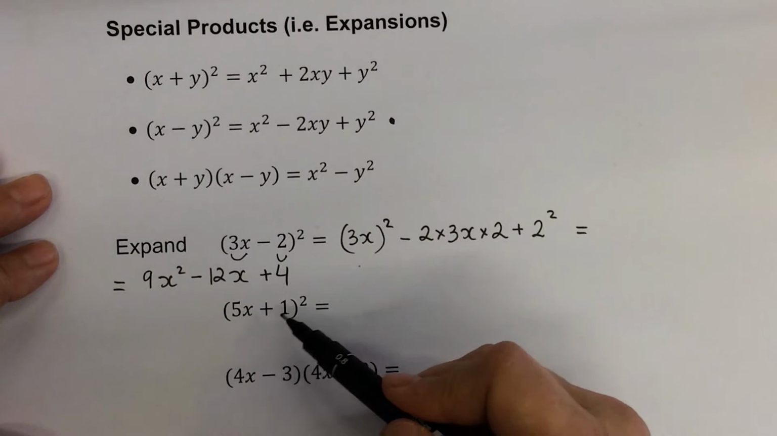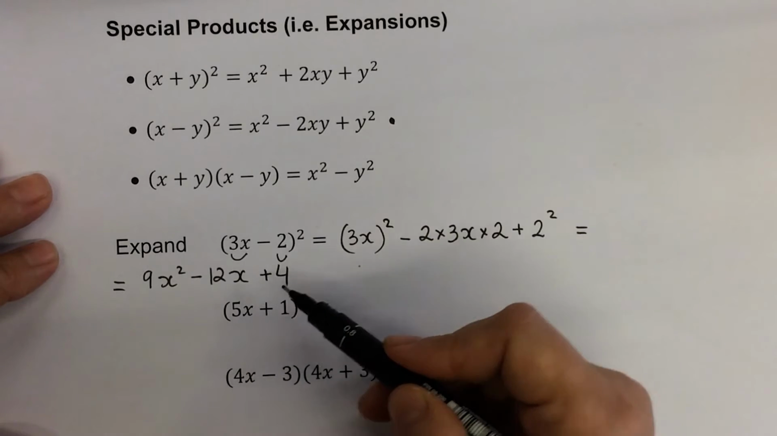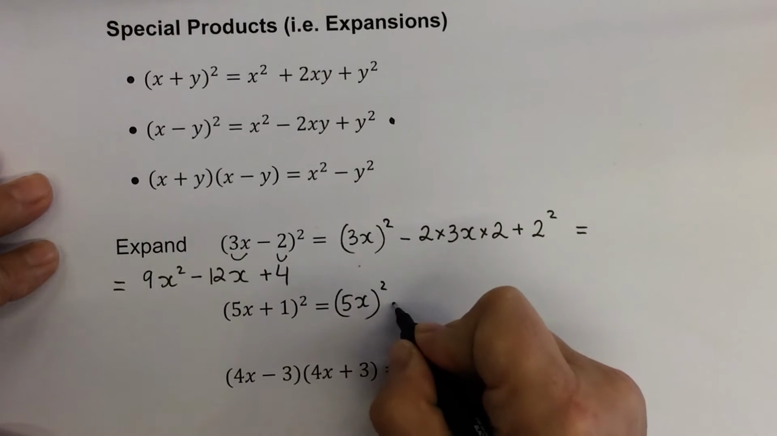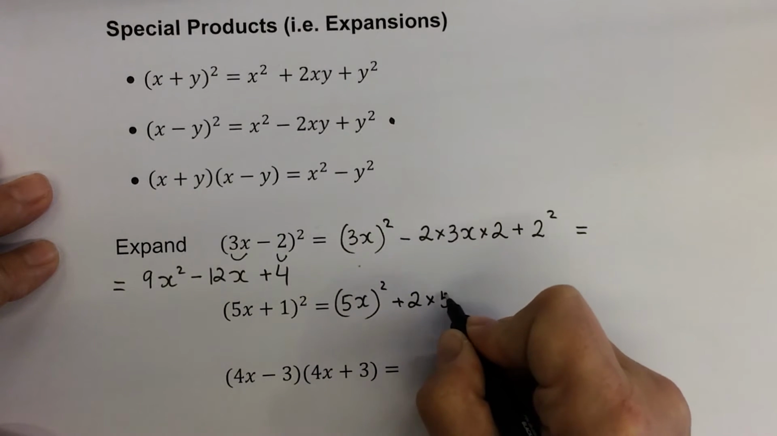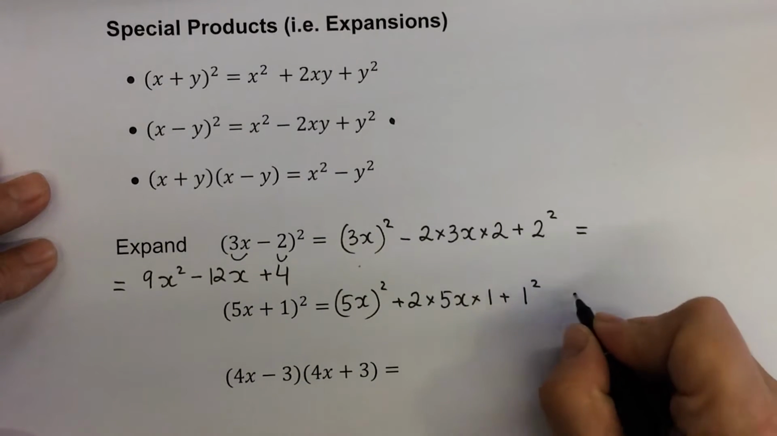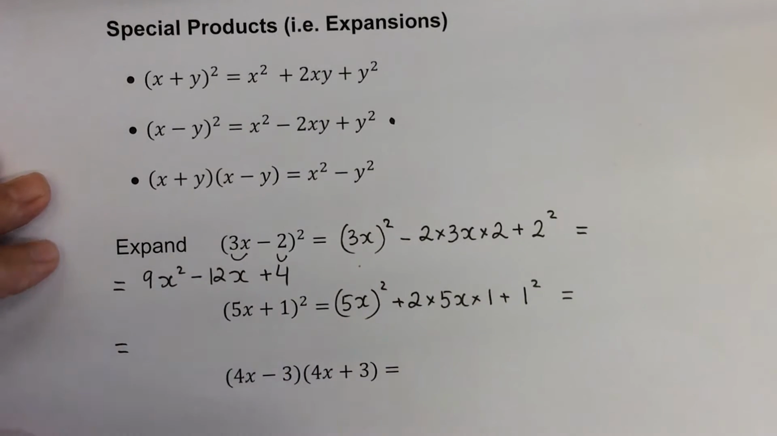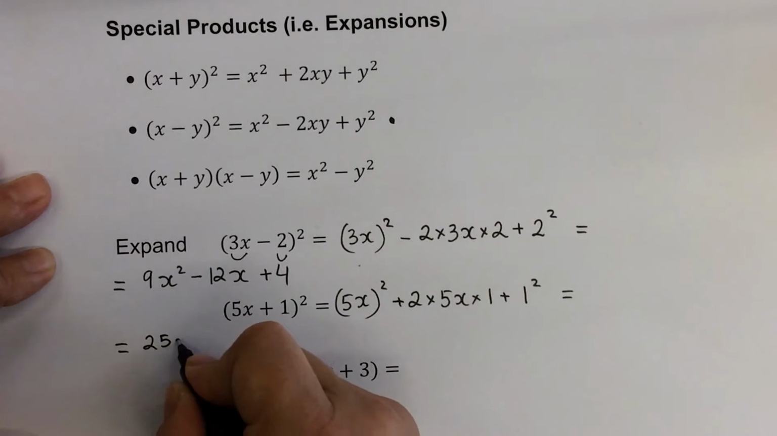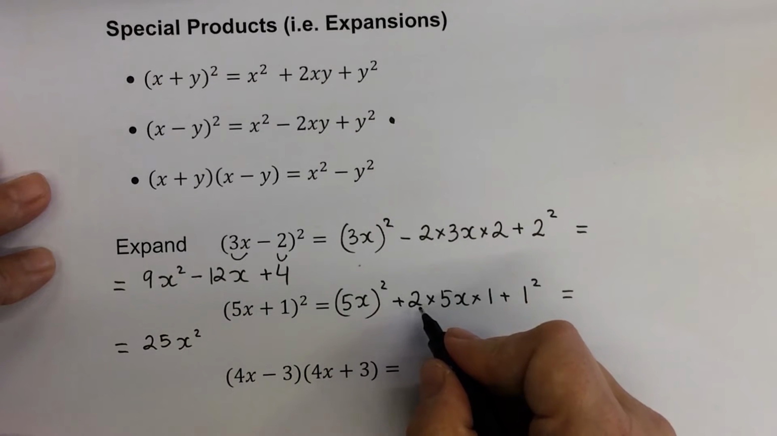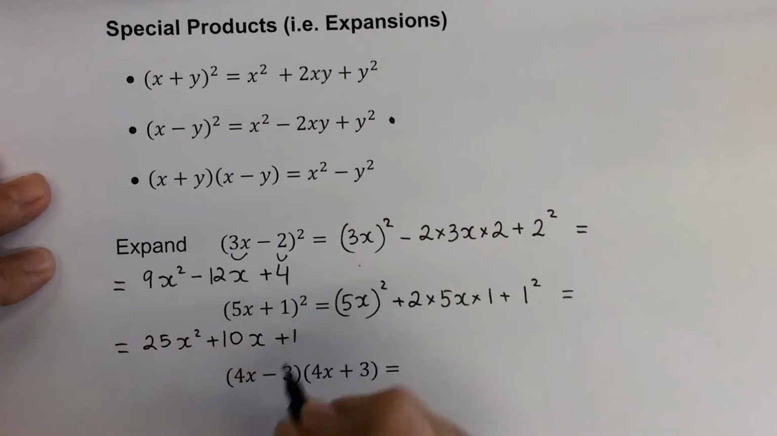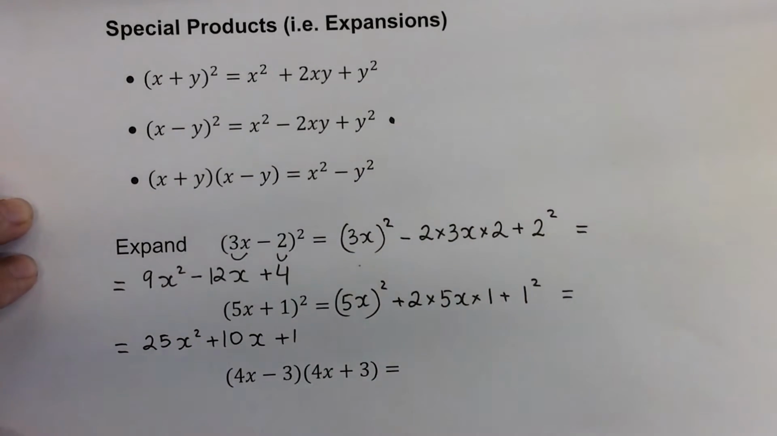Next, again, we have (5x + 1) squared. That is a sum. Applying the formula which says first term squared, plus double the product of the first term and the second term, don't forget that one, plus the second term squared. Now I'm simplifying it, which gives me 5 squared, 25, x squared, that's the first term, plus 2 times 5, 10, x, plus 1. So I expanded it, and once you use this formula all the time, it comes very easily.